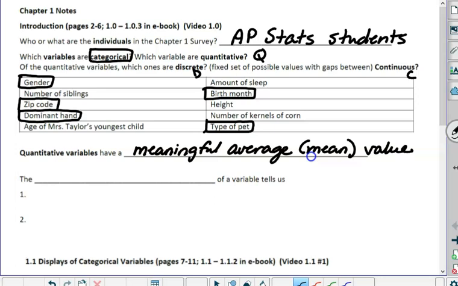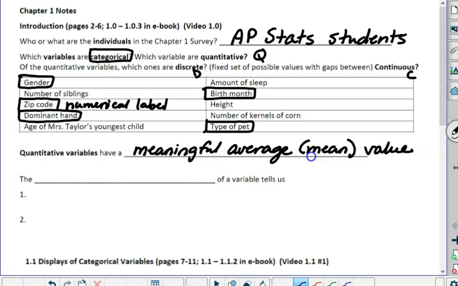A zip code would not have a meaningful average. It would not make sense to add up all your zip codes, divide by the number of students, and say this is the average zip code in the class. That makes absolutely no sense. So a zip code is just a numerical label. When you have a numerical label, it's still categorical. So all the rest are quantitative.